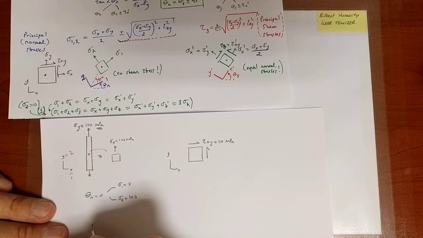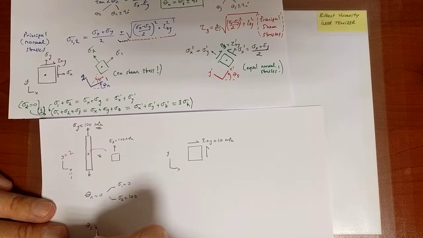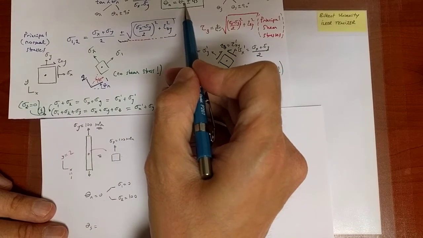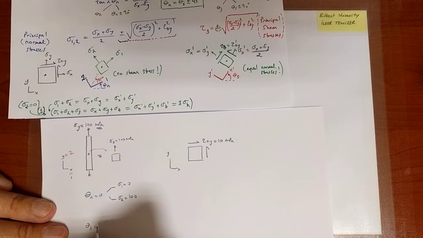So then the next question to ask would be, what is theta s? Now, I don't really have to do a calculation. I know that theta s is plus minus 45 degrees with respect to theta n. We have already found that result. So theta s is plus minus 45 degrees.